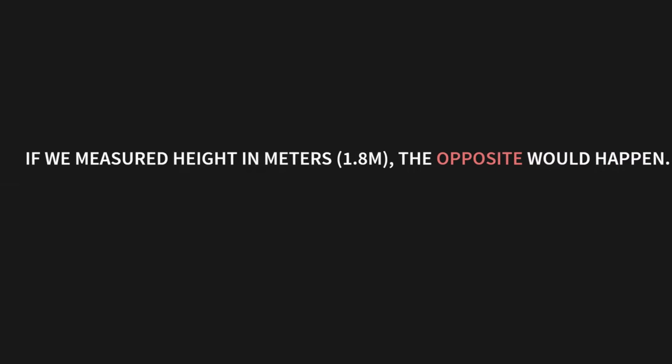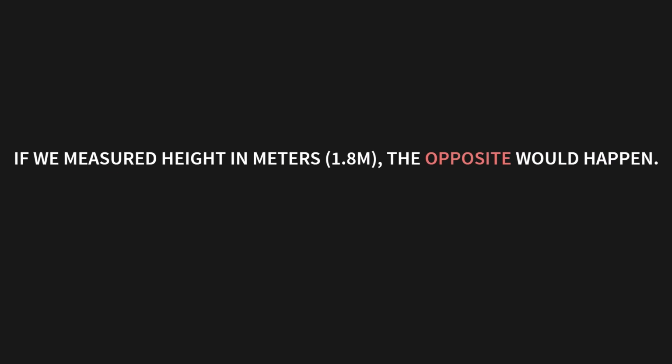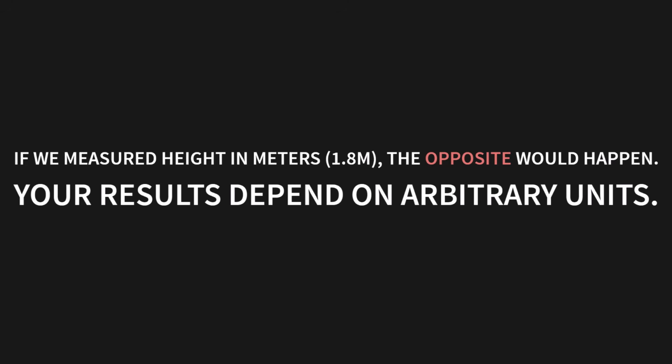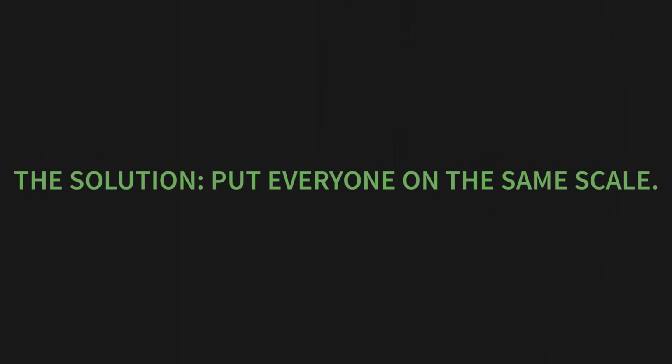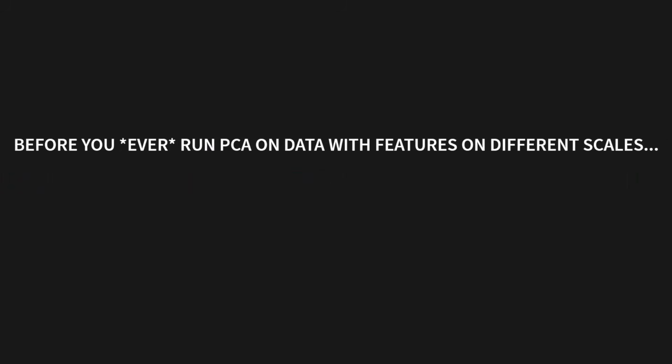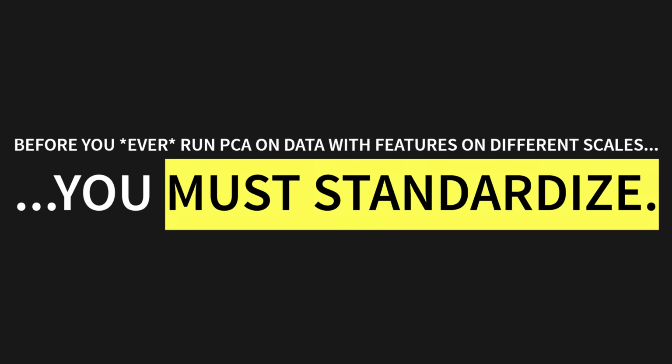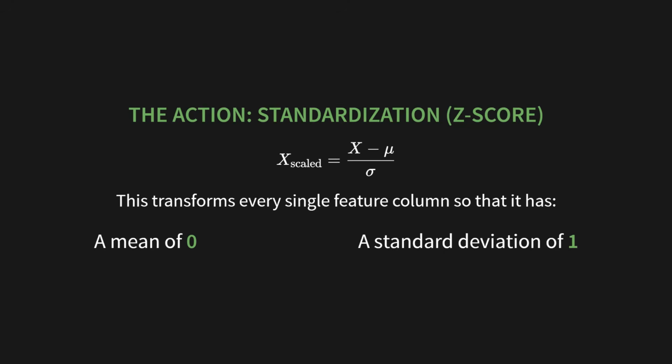If we measured height in meters, like 1.8 meters, the exact opposite would happen. Suddenly, weight would seem more important. Your entire analysis would depend on the arbitrary units you chose. That's a disaster. So what's the solution? We have to put everyone on the same scale. Listen carefully. Before you ever run PCA on data where your features are on different scales, you must standardize. The action we take is called standardization, or calculating the z-score.